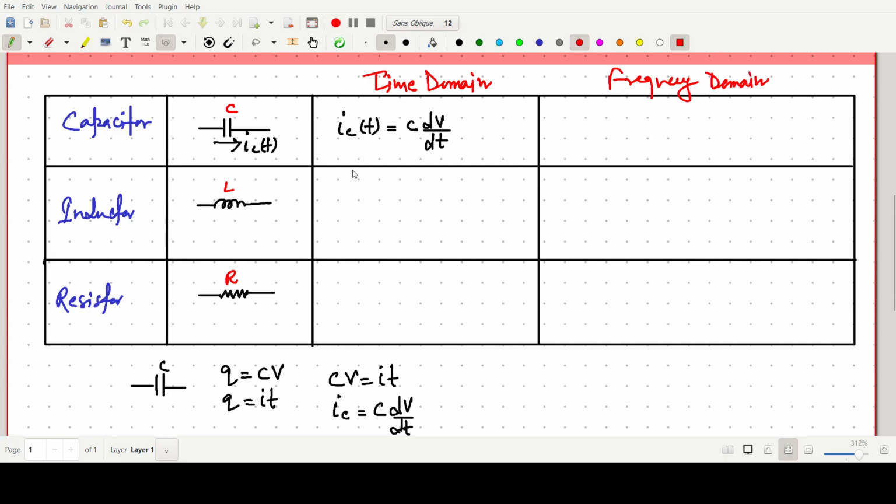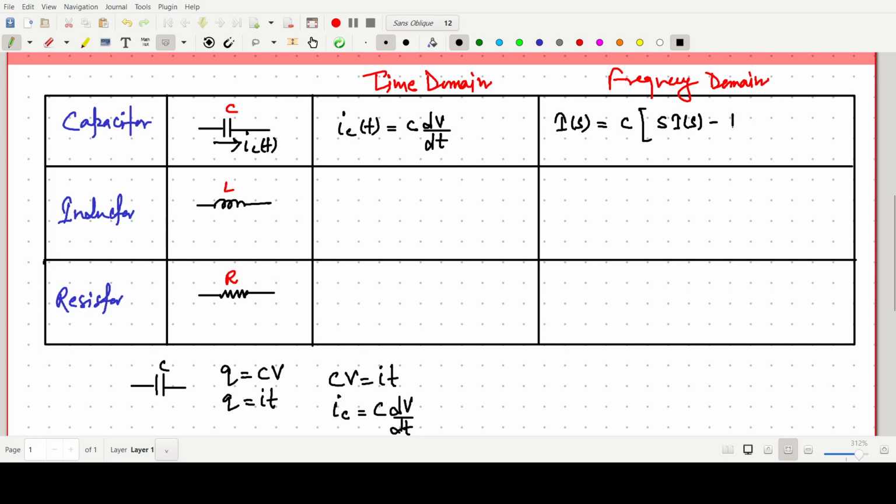Now, if we want to convert this one to its corresponding frequency domain, we have to go for the Laplace transform. So we can write I(s) for the current, and C will be the constant term, and dV(t)/dt becomes s.